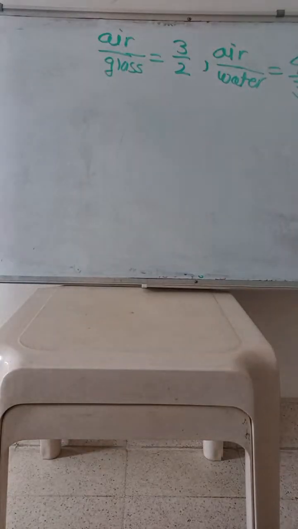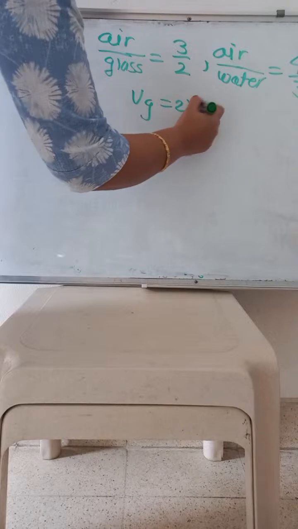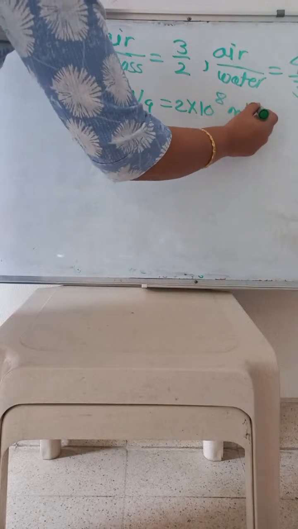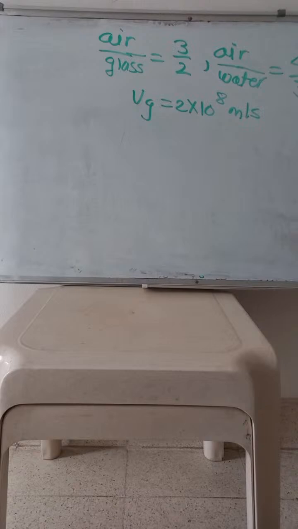This much is given, and even they are saying the speed of light in the glass, that is Vg, given 2 into 10 raised to 8 meter per second. So these are the given things with us, and they are asking us to calculate, find the speed of light in the water. Okay, that we have to calculate now.